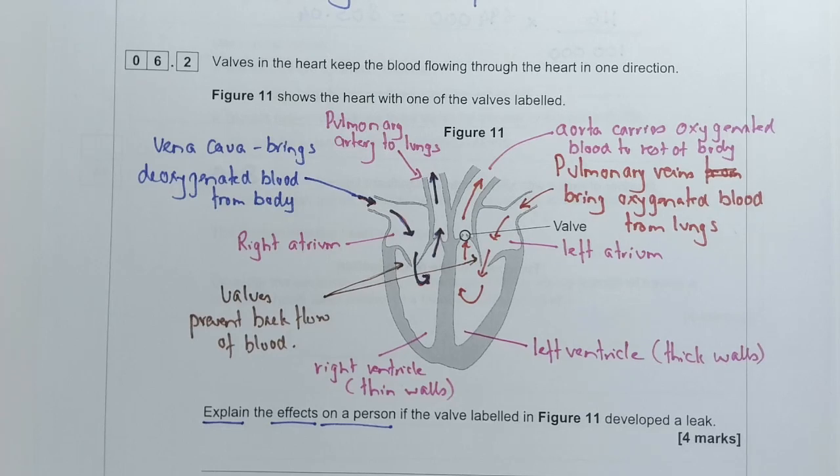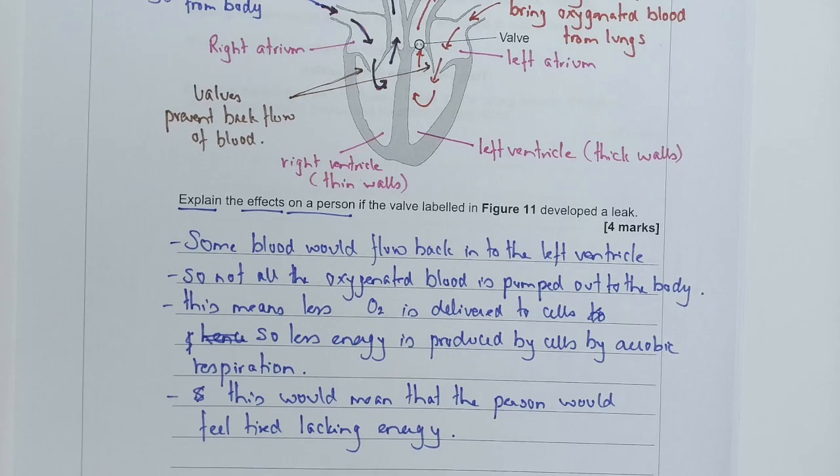So let me write the answer and walk you through it. Some blood would flow back into the left ventricle, so not all the oxygenated blood is pumped out to the body. This means less oxygen is delivered to cells, so less energy is produced by cells by aerobic respiration. This would mean that the person would feel tired, lacking energy. That should give you those 4 marks.